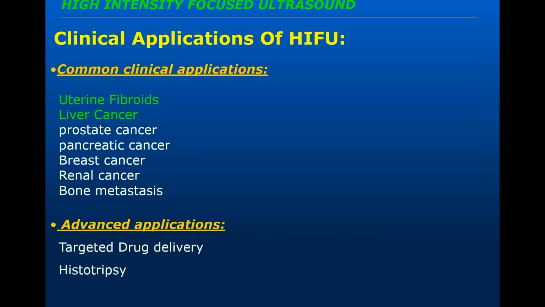So HIFU is being used now for treatment of uterine fibroids, liver cancer, and there are lots of applications. Actually, of course, as you know, in the United States, we have the FDA regulations. So sometimes we do not do everything, but there are more applications in Europe. People are using it for pancreatic cancer, for breast cancer, for renal cancer, lots of applications.